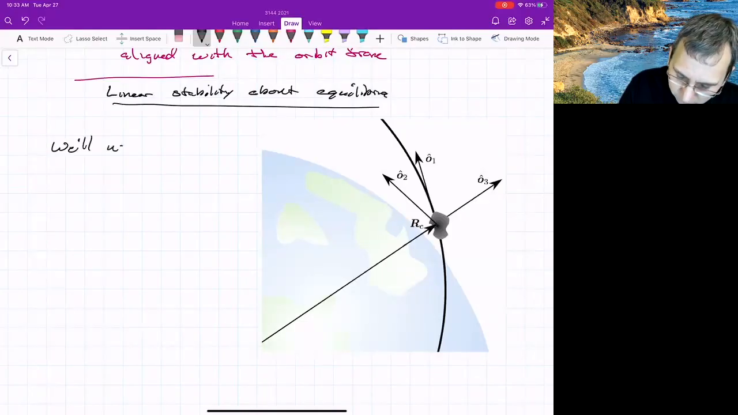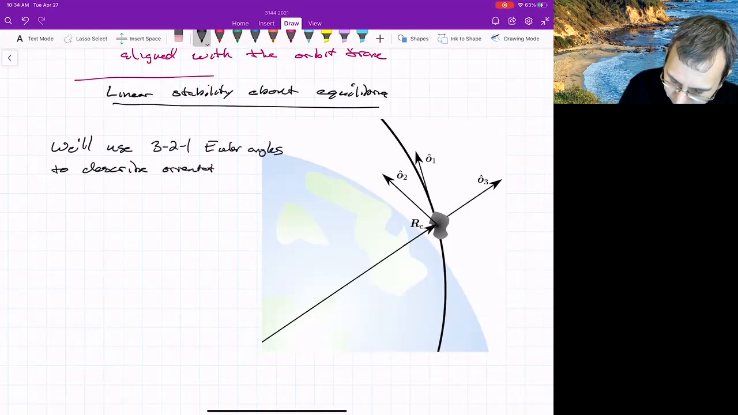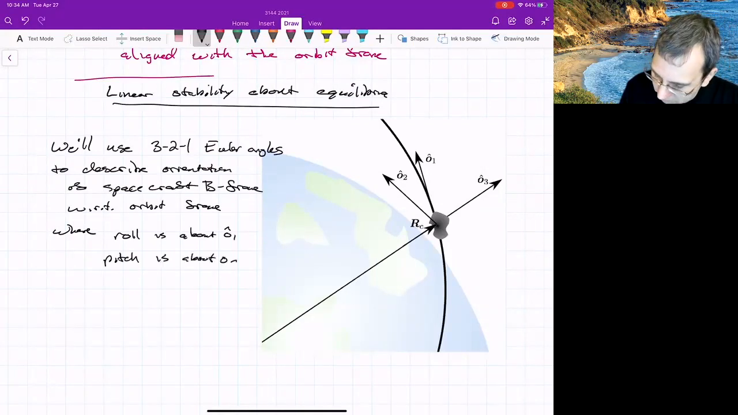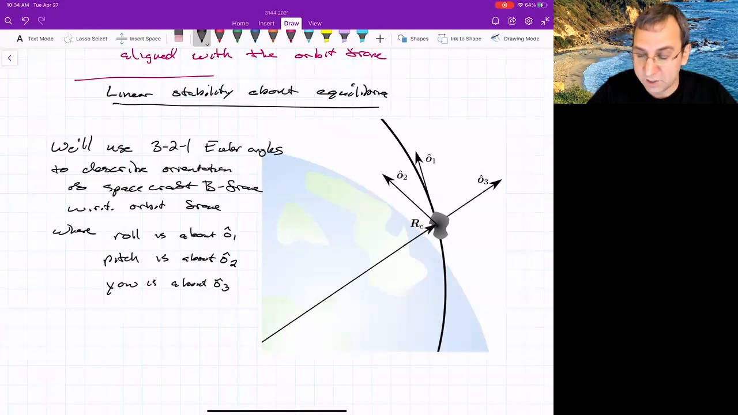We're going to use the 3, 2, 1 Euler angles to describe the orientation of the spacecraft, the body fixed frame, the B frame, with respect to the orbit frame, where roll is about O1, pitch is about O2, and yaw is about O3. We want to study what the yaw, pitch, and roll motion are. And then we'll make an assumption later that we're only looking at very small yaw, pitch, and roll motion. And then we'll get some equations of motion.